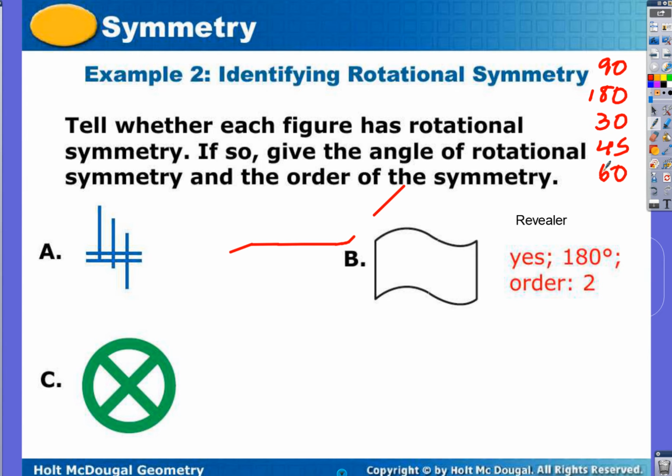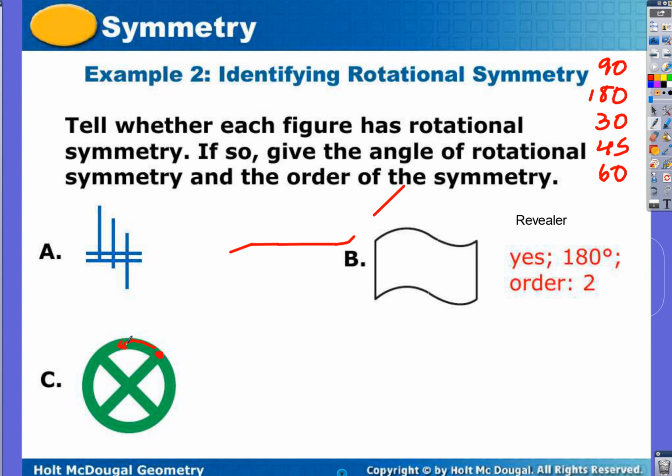So here, let's look at C. Pick any given point, like let's pick a point to start off, maybe here. If I start rotating, how much of a turn would I have to do in order to make it look the same? In order for the pre-image to look like the image? It looks like 90, a quarter turn.